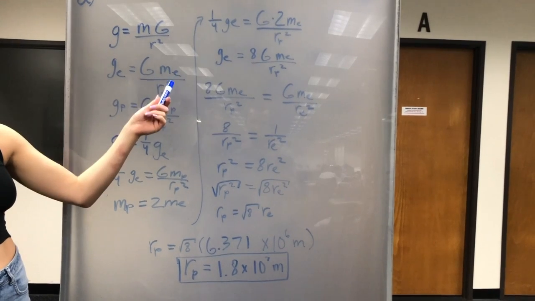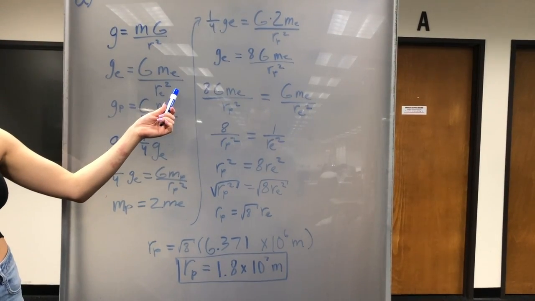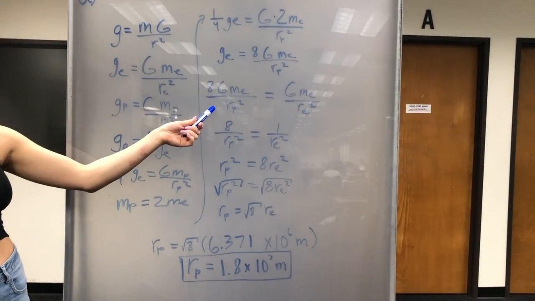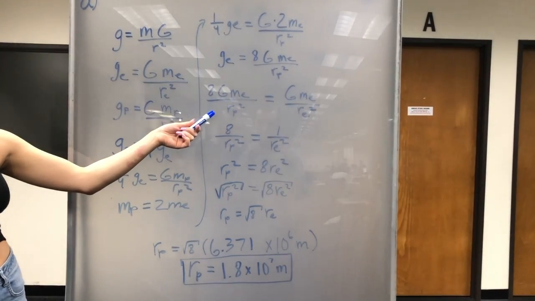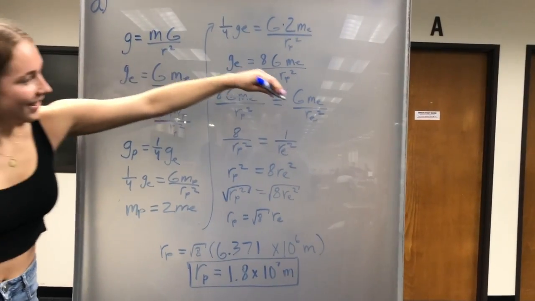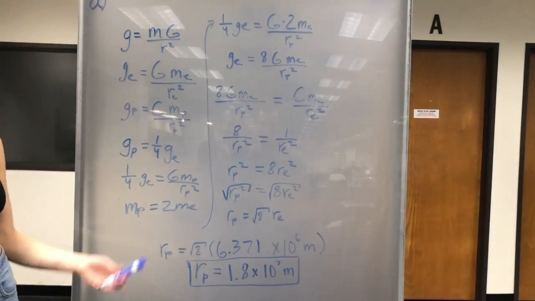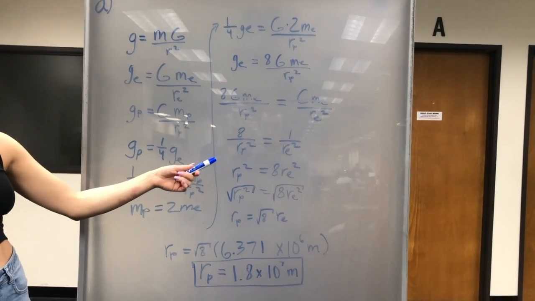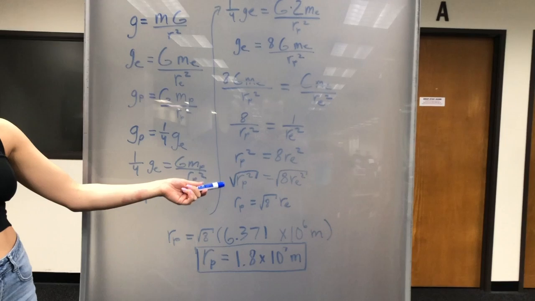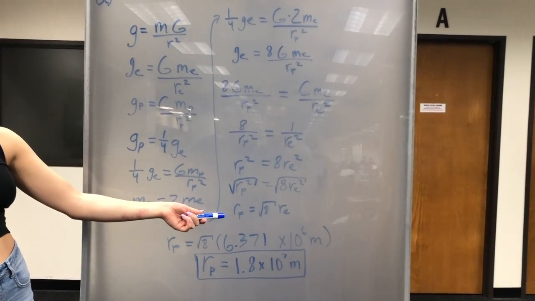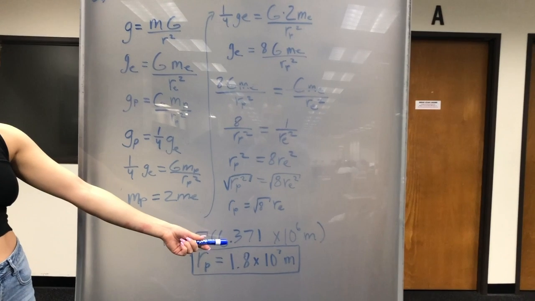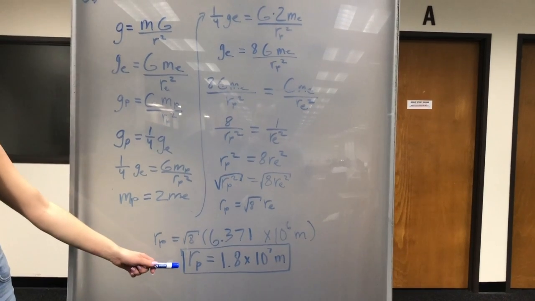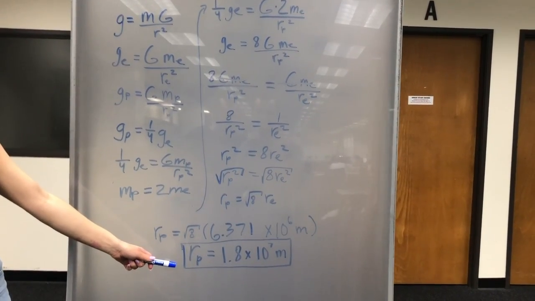Because we know that the gravity of the Earth is also equal to big G times the mass of the Earth over the radius of the Earth squared, we can set that equal to the 8 big G mass of the Earth over radius of the planet squared. Now that we have those equal to each other, we can cross out the big G and the mass of the Earth, leading us to have 8 over the radius of the planet squared is equal to 1 over the radius of the Earth squared. Once we cross multiply and square root both sides, we get that the radius of the planet is equal to the square root of 8 times the radius of the Earth. And because we know that the radius of the Earth is 6.371 times 10 to the 6 meters, we can multiply that by root 8, and we get that the radius of the planet is equal to 1.8 times 10 to the 7th meters.